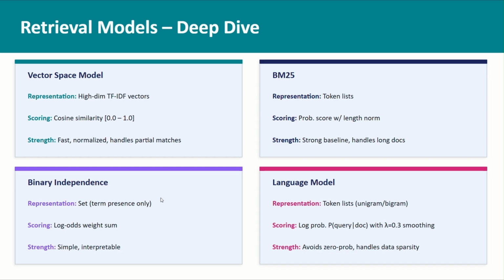For VSM, imagine every document is an arrow in a space or in a graph. Your query is also an arrow. The smaller the angle between them, the more similar they are. That's the cosine similarity, which is mostly used in the vector space model.